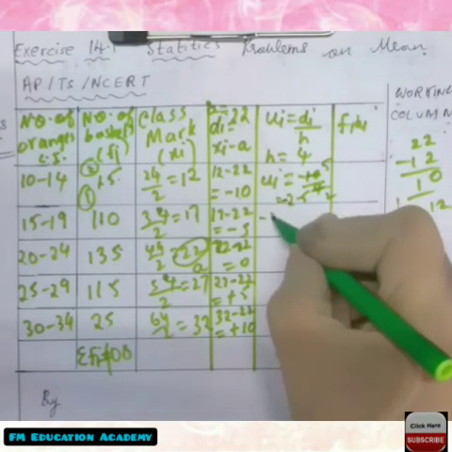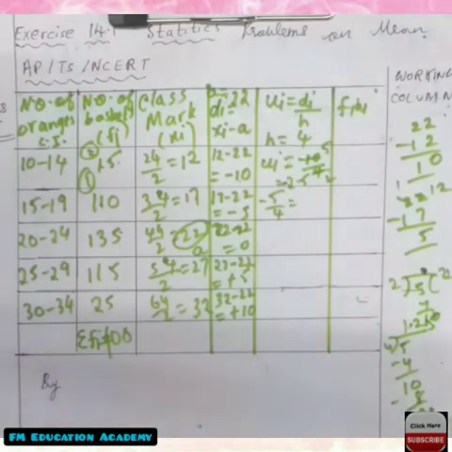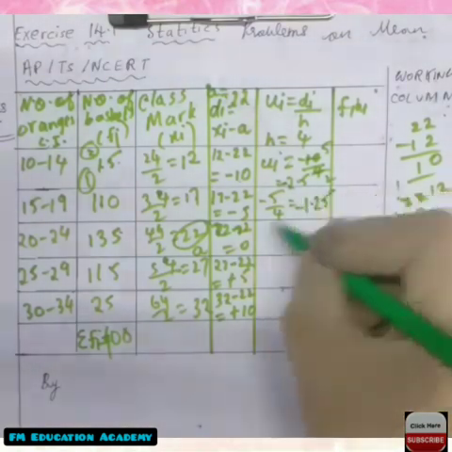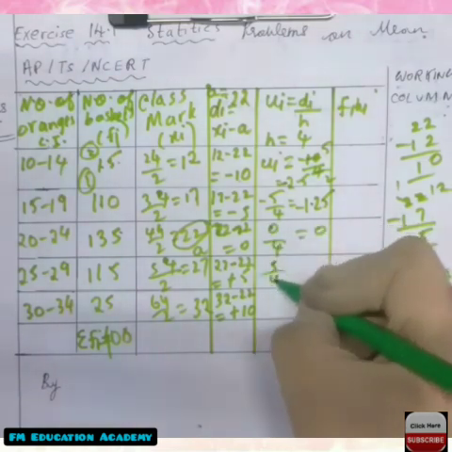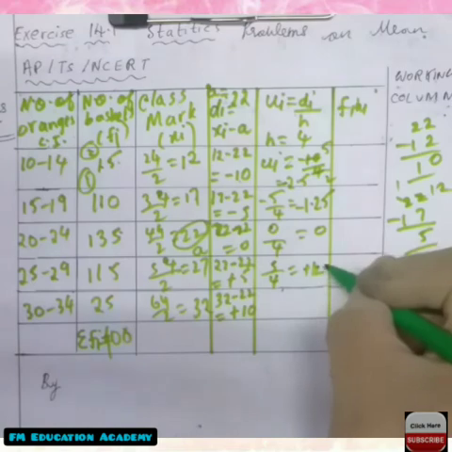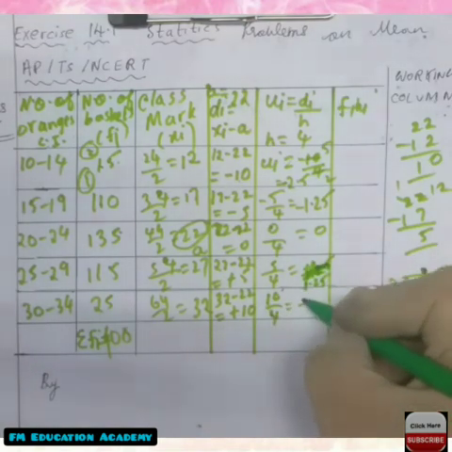Minus 5 by 4. 4 1s are 4. 5 minus 4 is 1. Put a point, bring down 0. 4 2s are 8. 10 minus 8 is 2, bring down 0. 4 5s are 20. Minus 1.25. Next 0 by 4 is 0. 5 by 4 is plus 1.25. 10 by 4 is plus 2.5.